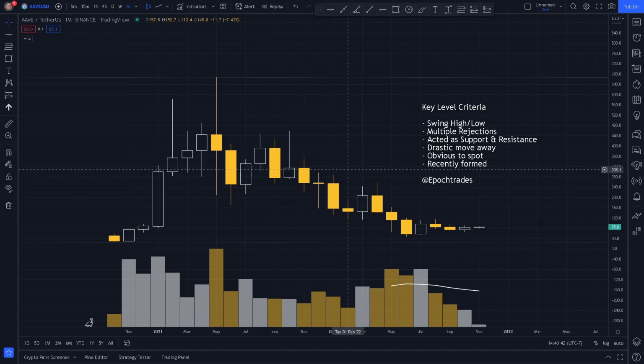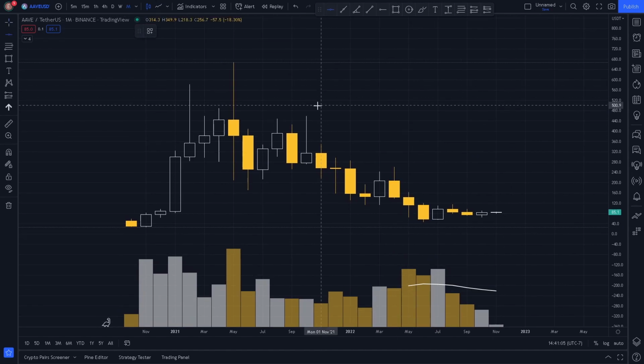Today we're going to be covering monthly and weekly key levels on AAVE. So, as always, our key level criteria: we look for swing highs and swing lows, multiple rejections, acted as support and resistance, drastic moves away, obvious to spot, and recently formed. So, let's go ahead and hop right in.